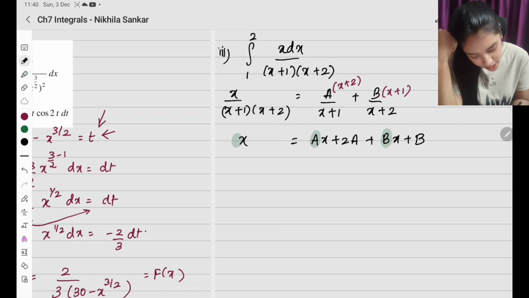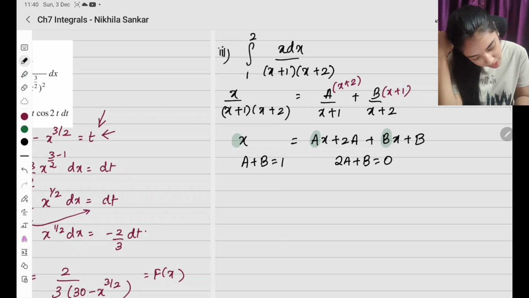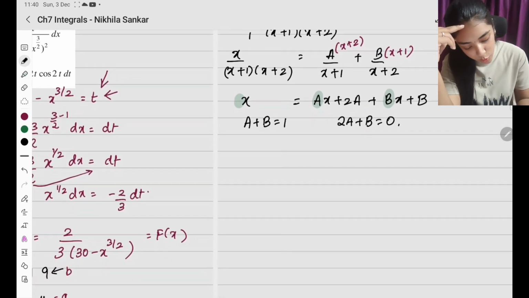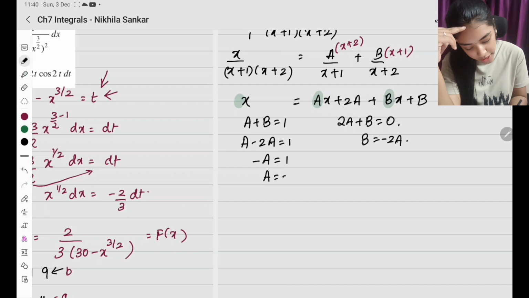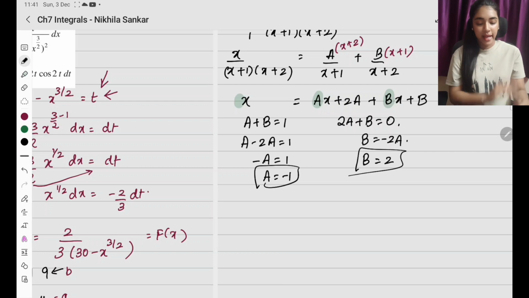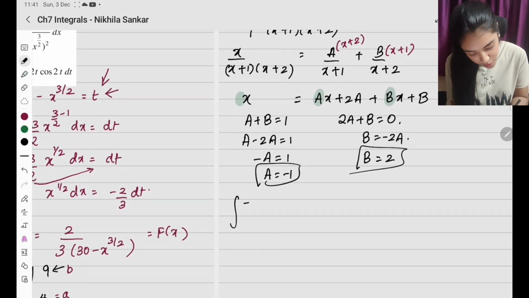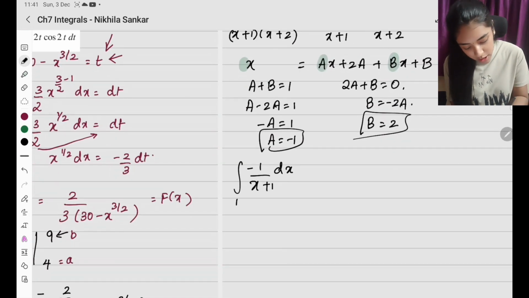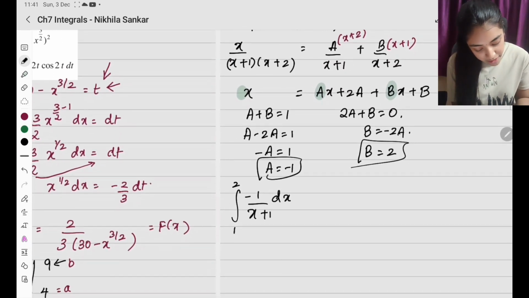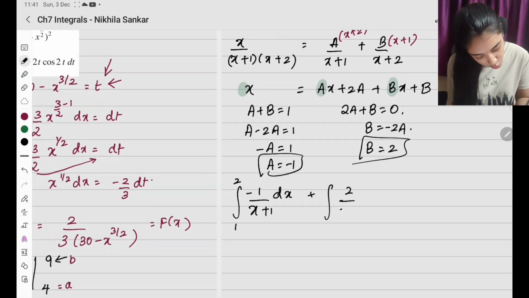Here there is a 1. So I have a plus b equals 1 and the constant term 2a plus b equals 0. So when I equate both, I have b equals minus 2a. So a minus 2a equals 1, minus a equals 1. So a equals minus 1 and b is going to be 2. So I found the values for a and b. Now how does the integral change? The integral is going to be a divided by x plus 1. So minus 1 divided by x plus 1 dx. What is my upper limit and lower limit? 1, 2. Similarly, plus b divided by x plus 2.